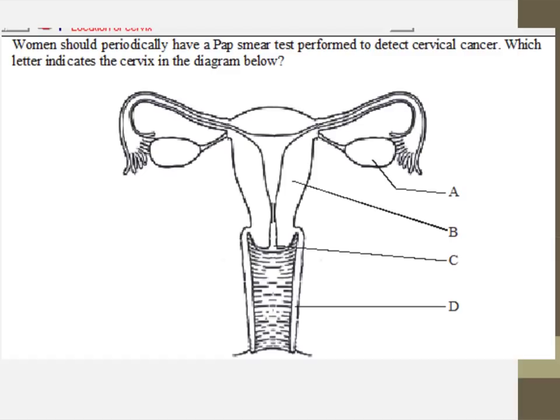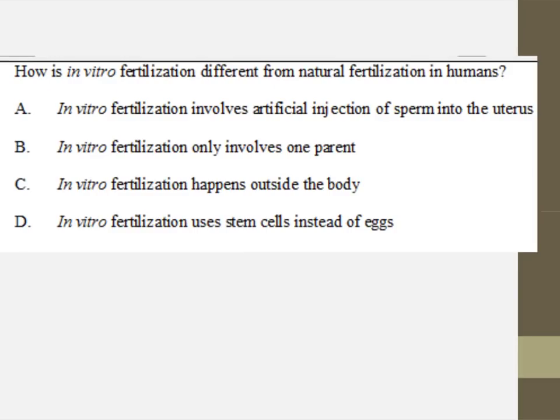Which letter indicates the cervix in the diagram below? That would be C. Okay, pause here.